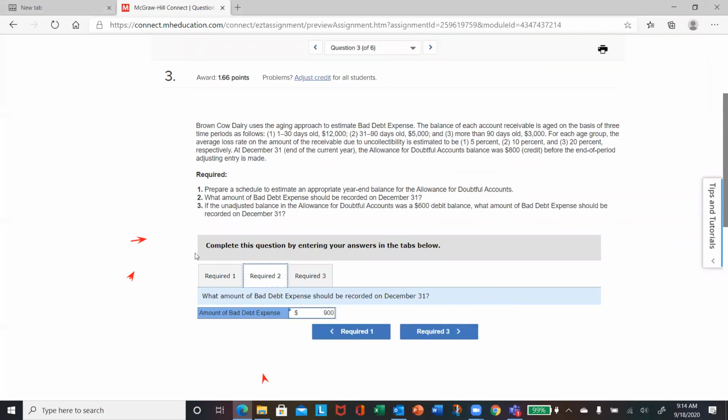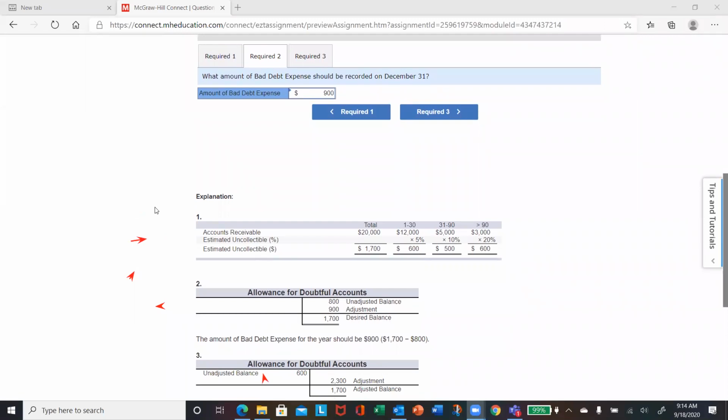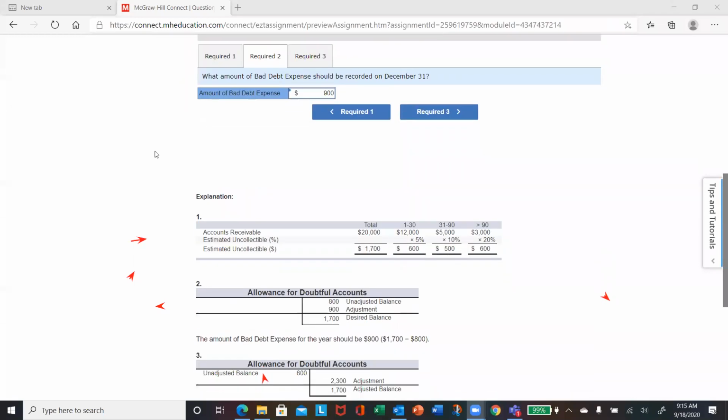Now on part 2, they want to know what amount of bad debts expense should be recorded on December 31st. And on part 2, it depends on what your allowance for doubtful accounts balance is. And in this problem, they give you that balance right here. It says the allowance for doubtful accounts balance was 800 with a credit balance. And so you have to take that into consideration.